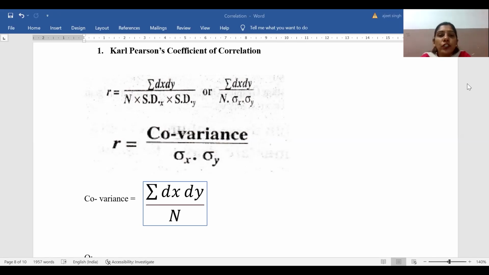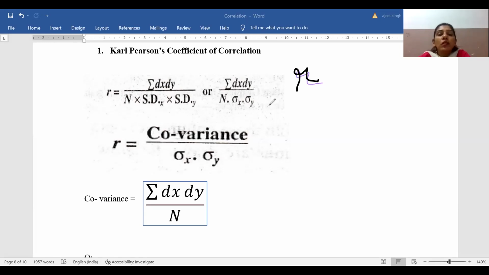In Karl Pearson coefficient of correlation, the coefficient of correlation is denoted by r. It is basically calculated on the basis of mean and standard deviation. When we do the calculation of Karl Pearson coefficient of correlation, the coefficient is calculated on the basis of mean and standard deviation. The calculation of mean and standard deviation we have already discussed in our previous chapters.